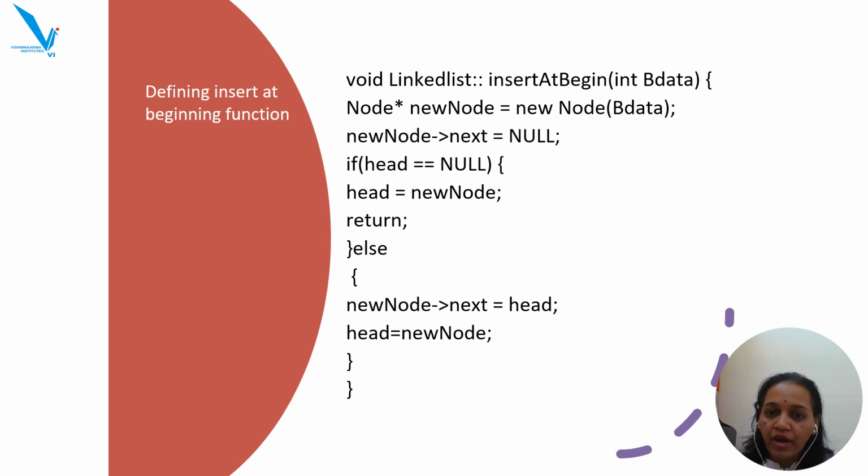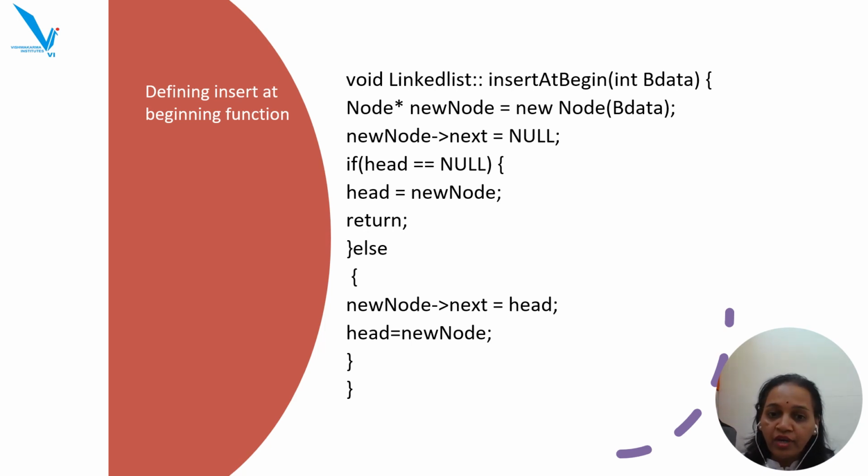So it will call the parameterized constructor of our node class, and it will create a new node. And we know when we create a new node, in the first part we have to store data, and in the second part we have to store null, through the constructor. Now new node of next is equal to null. And if head is equal to null, head is equal to new node. That means if it is our first node, the list is empty, our head will point to the new node as the first node and return.